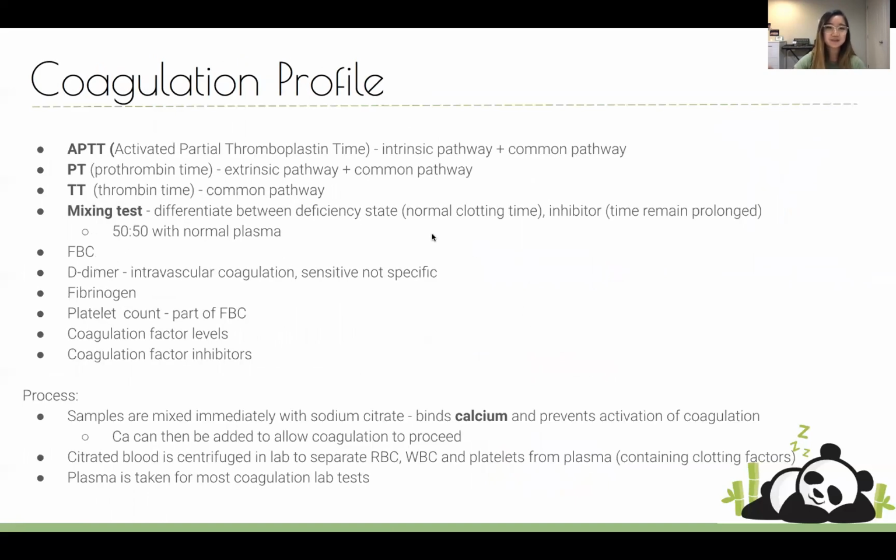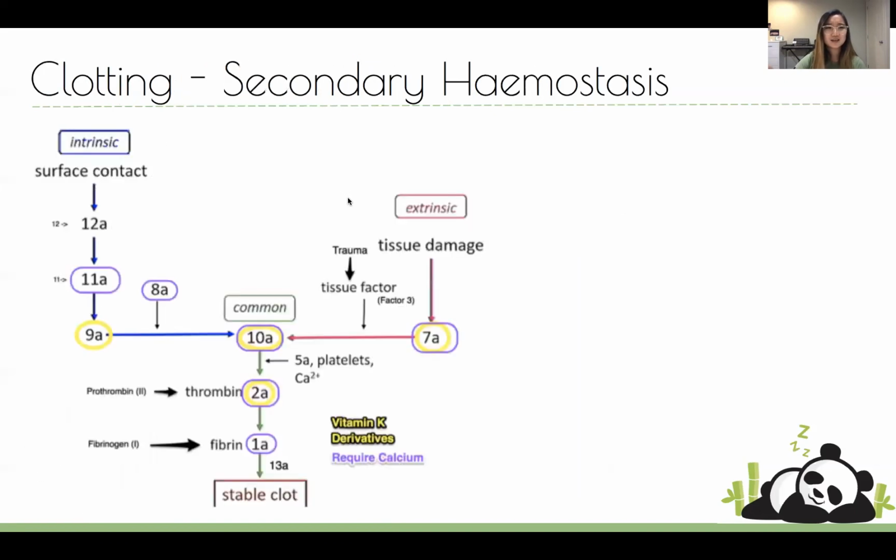Coagulation profile. So these are some of your blood tests you use to test for all of the things we just mentioned. Your APTT, or activated partial thromboplastin time, measures your intrinsic pathway and your common pathway. Your PT, or prothrombin time, measures your extrinsic pathway and common pathway, and thrombin time is just TT, and that's your common pathway only. So the way I remember this is the long one here, which is your intrinsic, is also the one with the long name, so APTT, and then your extrinsic, which is quite short, your PT is shorter.